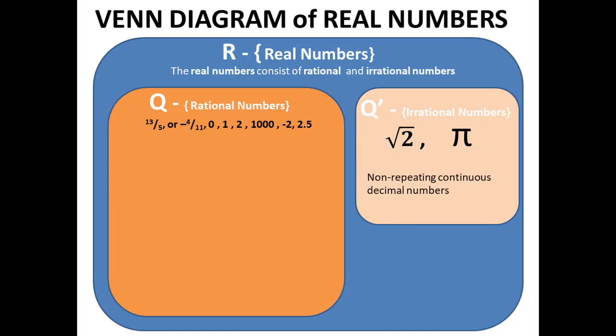Radicals, meaning those numbers that when we get the radical of that number, the result would be a non-repeating continuous decimal number, just like pi. It's a non-repeating and continuous decimal number. So we consider those numbers as irrational numbers.